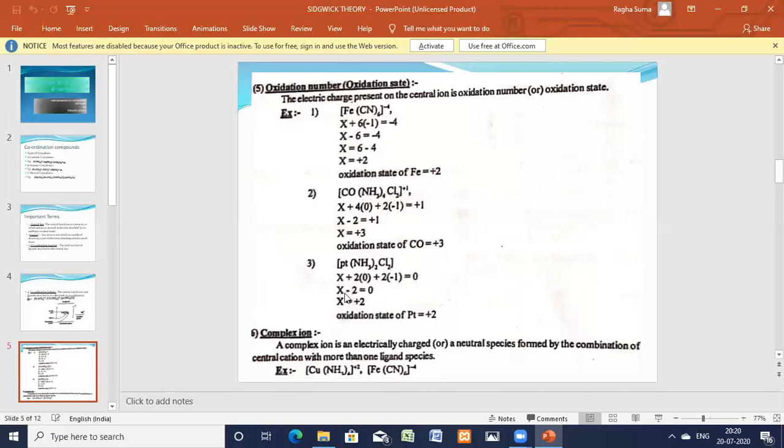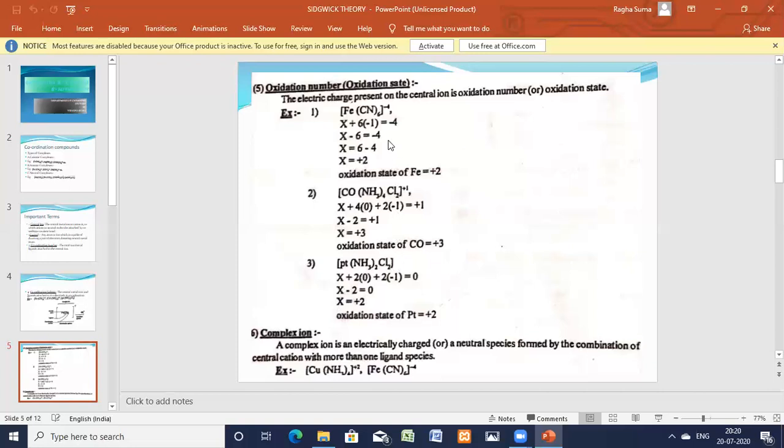So X minus 2 is equal to 0. That is, 2 into 0 is 0, and 2 into -1 is -2. This X minus 2 is equal to 0. Why am I putting 0 here? Because this is a neutral complex. It does not have any charge.